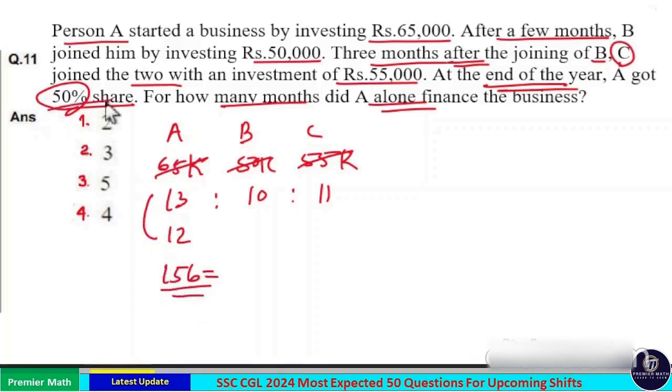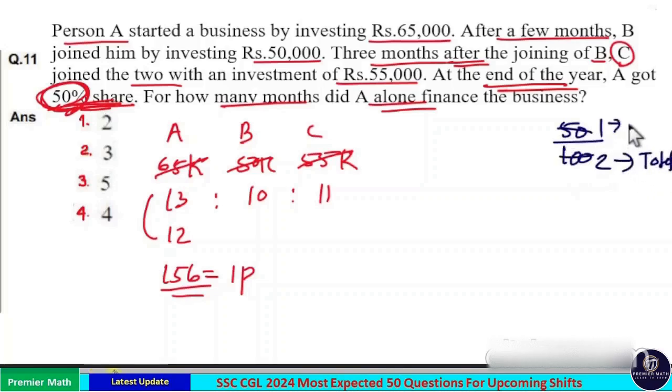This 156 is half of the total share. That is, 50% share is A's share, which means if the total share is equal to 2 parts, out of these 2 parts, 1 part is his share. That is, here 50% is the total share. 50% means 50 by 100, that is 1 by 2. If 2 parts is the total share, then 1 part is A's share. Then the remaining 1 part is B plus C's share.